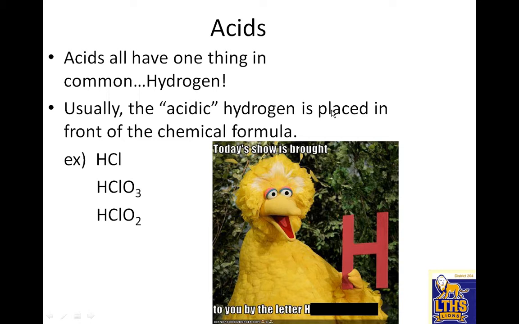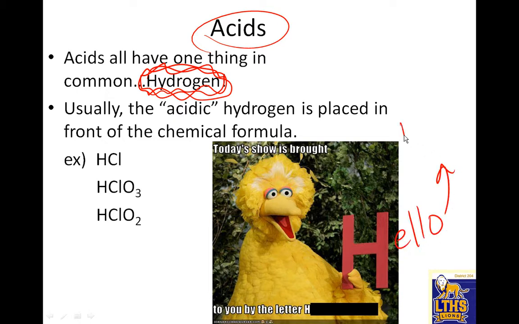Acids. What the heck is an acid? Well, acids are a certain kind of compound. We're going to spend a whole unit on it next semester. But right now, we have to be able to recognize them. All of the things we're going to look at that are acids start with the element hydrogen. They have one thing in common, and that's hydrogen. Hydrogen is an element that has the symbol H. So I recognize acids by noticing that, hello, they start with hydrogen.